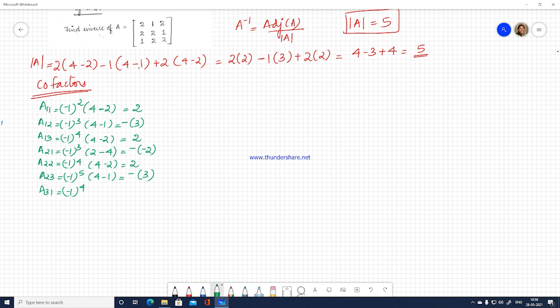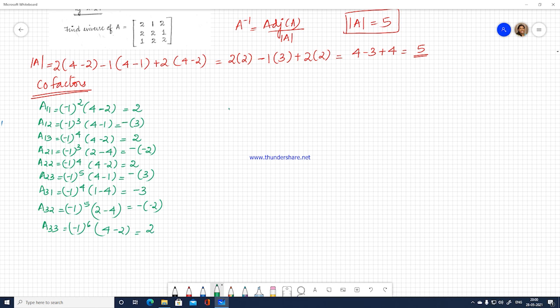Cover this column and the row. We'll get it as 1 minus 4. That is minus 3. Now A32, minus 1 raised to 5. Cover this column and the row. 2 minus 4. That is minus of minus 2. Then we have A33. That is minus 1 raised to 6 and 4 minus 2. So we'll get it as 2.